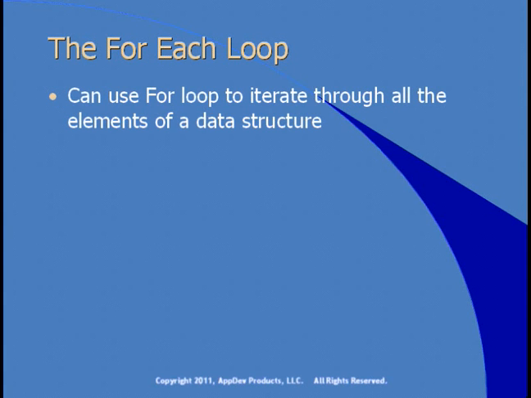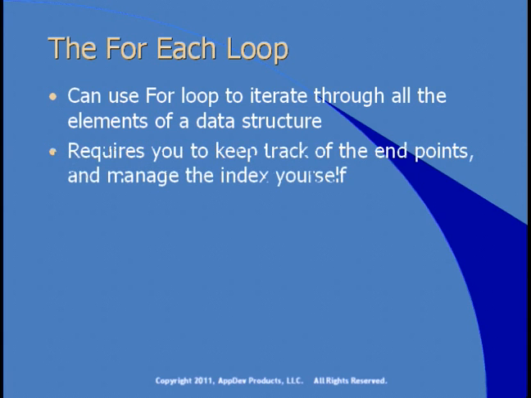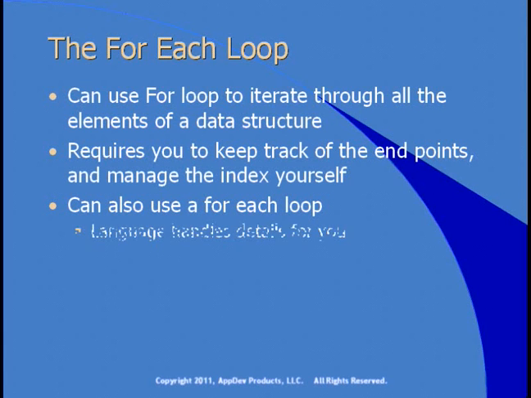You can use the for loop to iterate through all the elements of a data structure. You just did that. It requires you to keep track of the endpoints and to manage the index yourself. You can also use a for each loop. In that case, the language handles the details for you. You'll be amazed how much easier this is. Let's take a look.